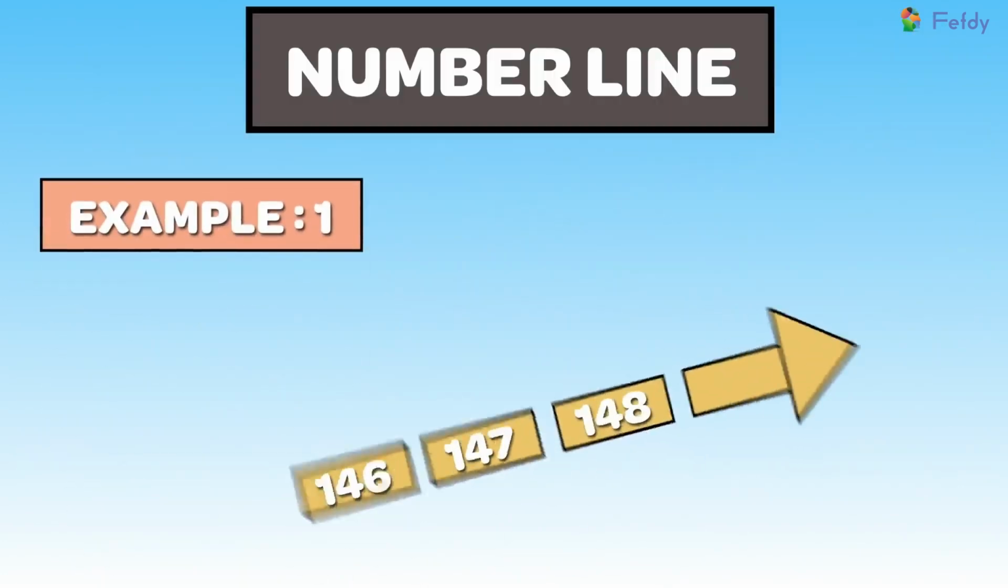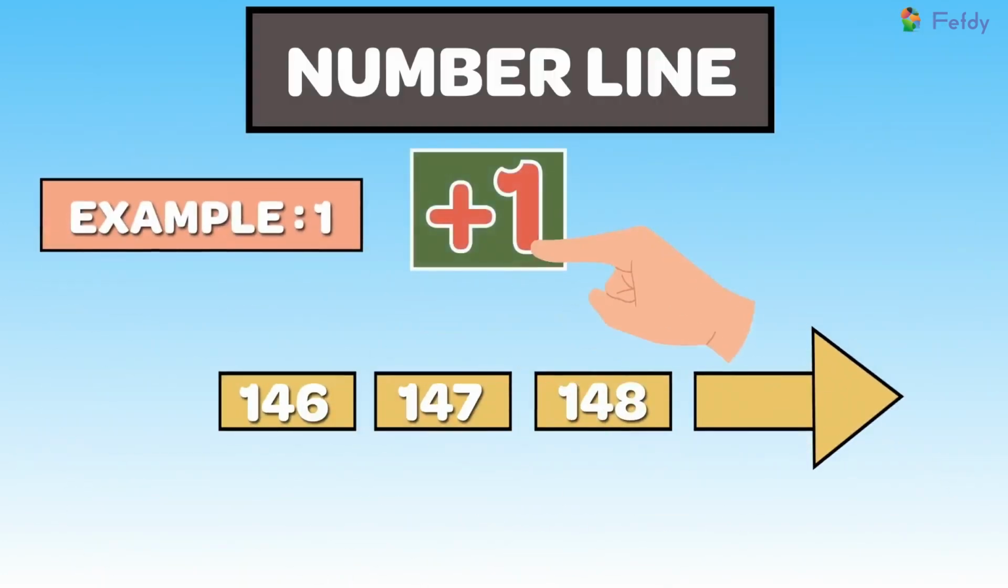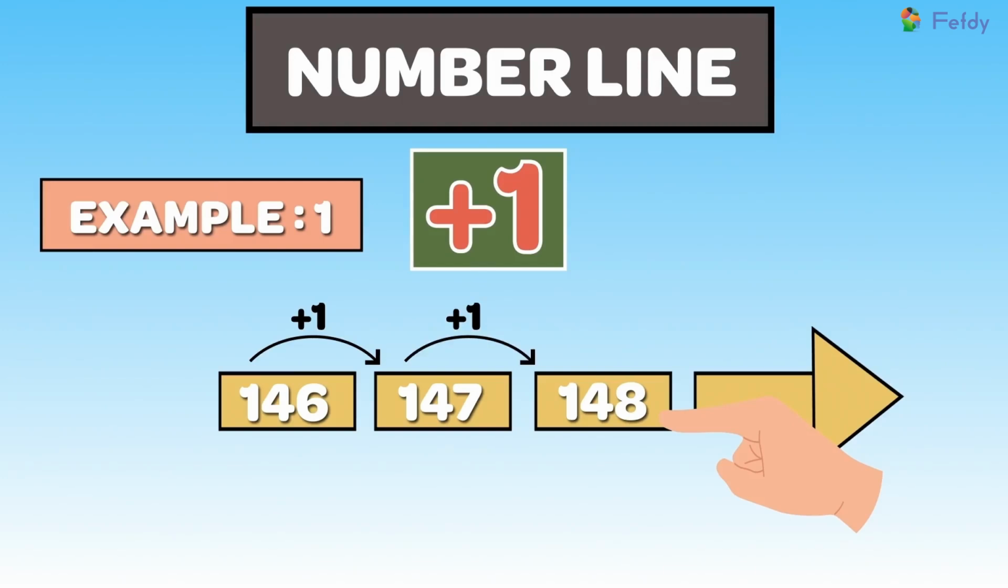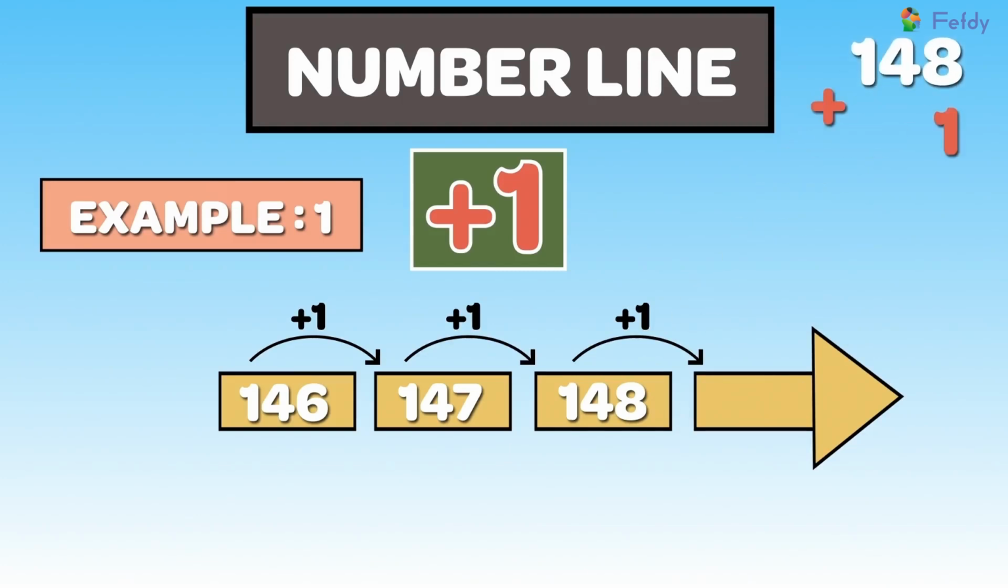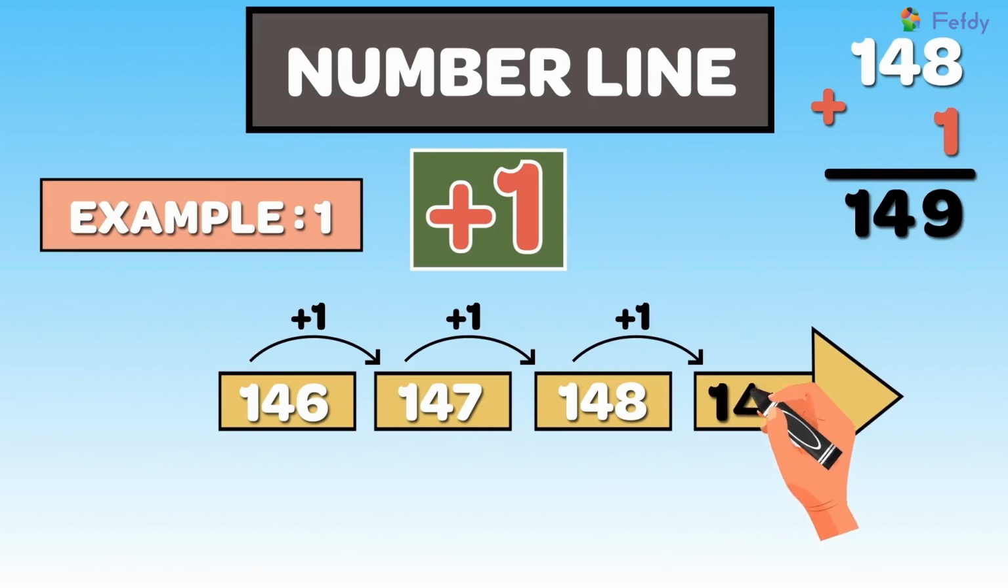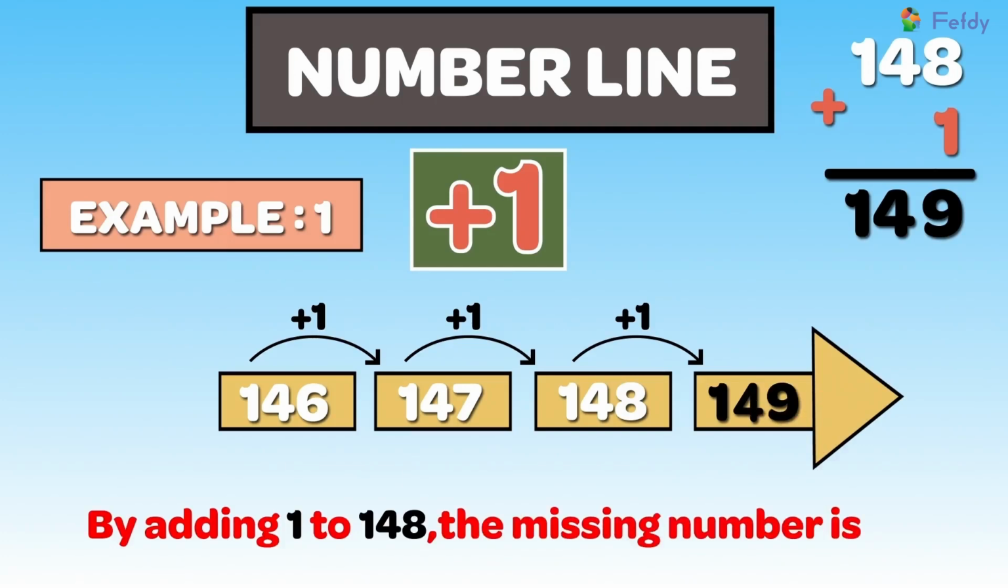Example 1. 146 plus 1, 147. 147 plus 1, 148. 148 plus 1. What comes next? 148 plus 1. 8 plus 1 is equal to 9. By adding 1 to 148, the missing number is 149.